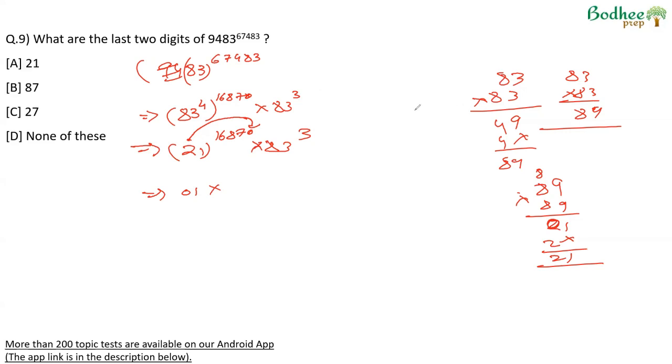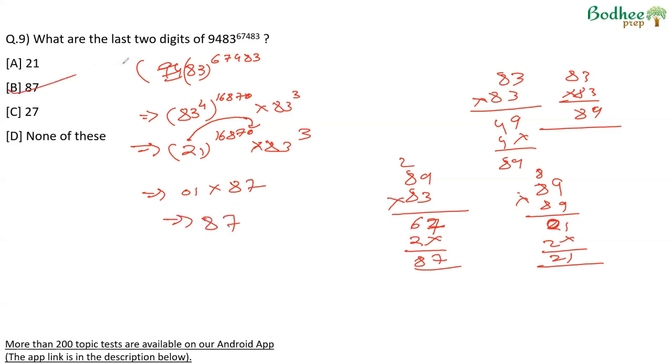We know that 83 into 83 ends in 89. So we multiply 89 by 83 to get the last two digits of 83 cube. 3 nines are 27, 7 carry forward 2, 8 threes are 24, 26. 8 nines are 72, so 78. The last two digits of this is 87. 87 into 01 will end in 87. Hence, the last two digits of the entire number will be 87.